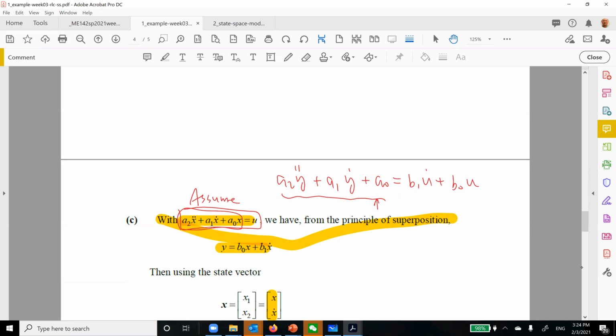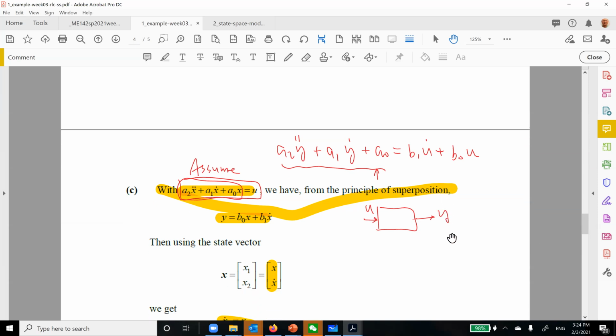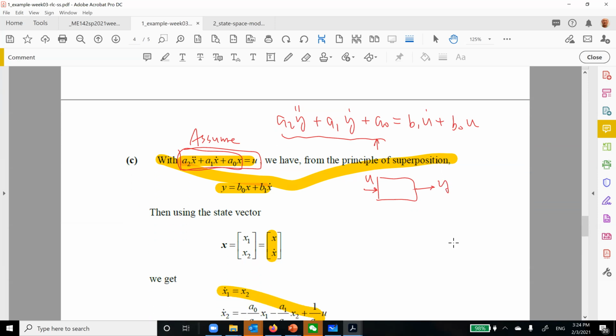Because the whole system is like, you give me U, I give you Y, right? So this is my system. Now we are doing something different. I get a U, you do something, you get me X, then you do something, you get me Y, okay? So the X is like an intermediate.